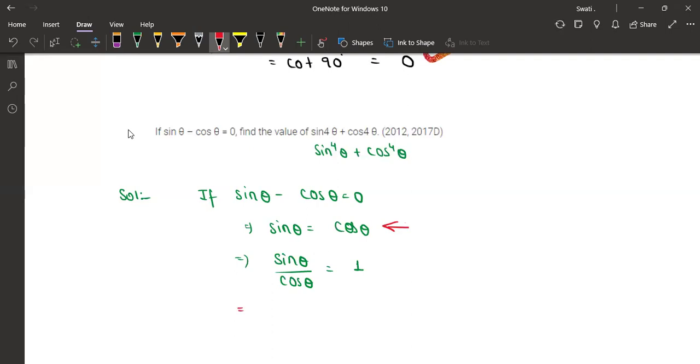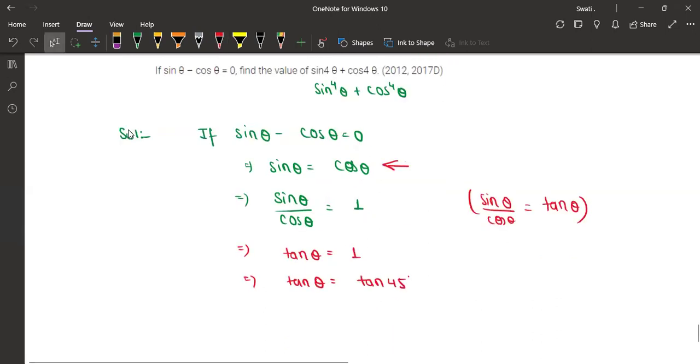Now, what is sine theta upon cos theta? We know this is a very famous formula, that sine theta upon cos theta is nothing but tan theta. So using this formula, it will become tan theta is equal to 1. Now, this implies tan theta is equal to, of course, we know that tan 45 is 1. So I'm writing directly tan 45. Make sure you are always writing the formula that you're using in your question, okay? Now again, if tan theta is equal to tan alpha, that implies theta is equal to alpha. So that means theta is equal to 45 degrees.